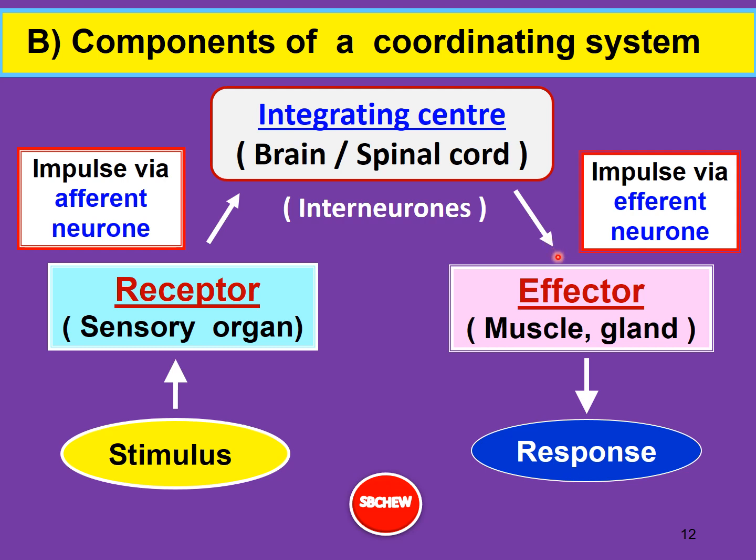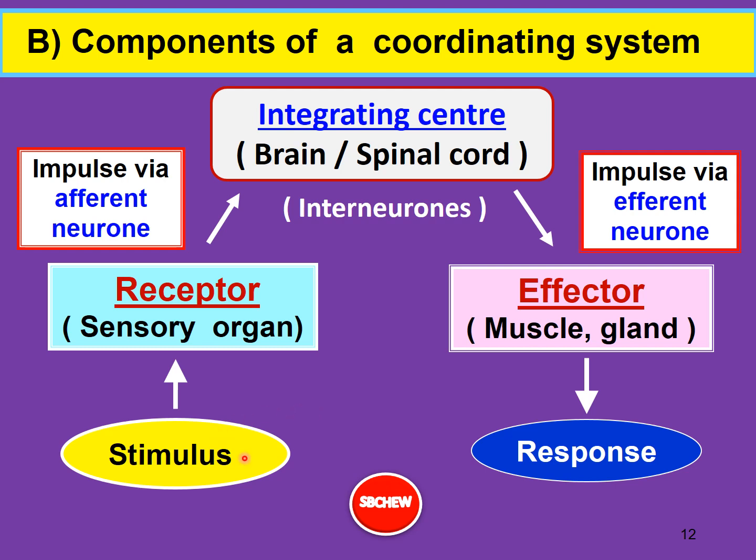So the impulse is transmitted to the effector, effectors like muscles or glands. For example, the sweat gland. And the sweat gland will then produce the response, which is to secrete sweat on the skin for the sweat to absorb the body heat and evaporate. And in this way it will cool down the body. So there we have the components of a coordinating system.